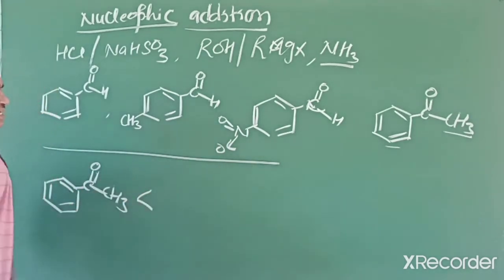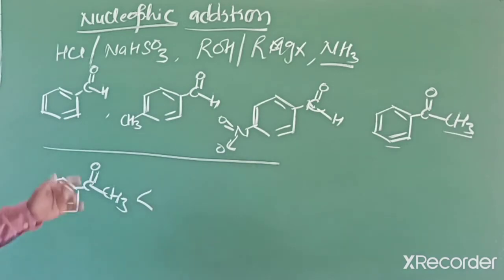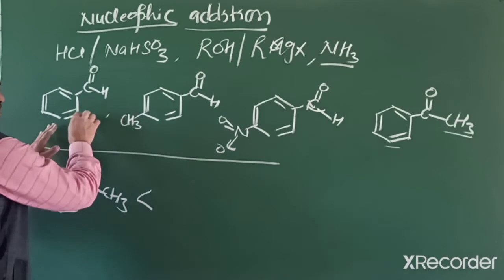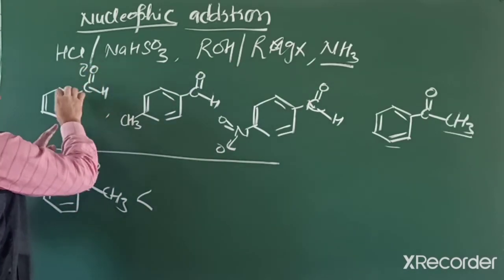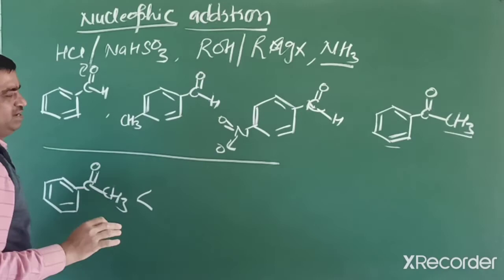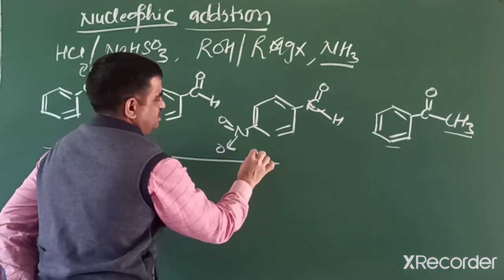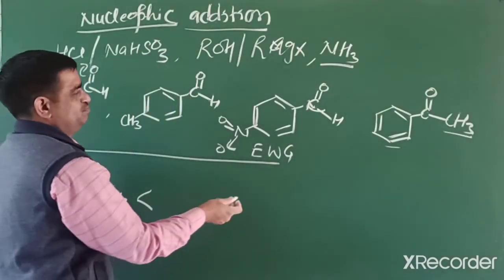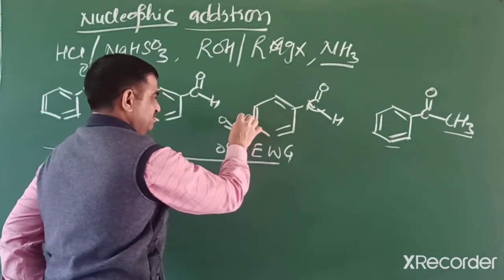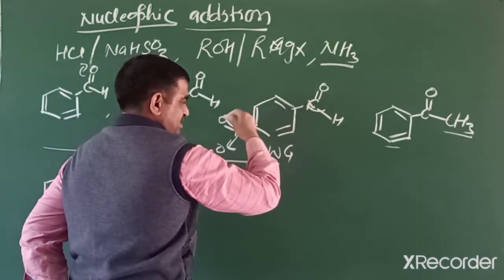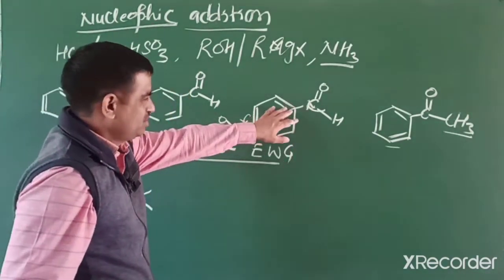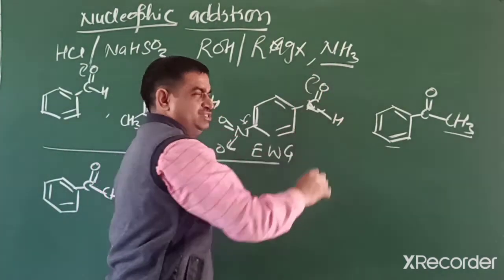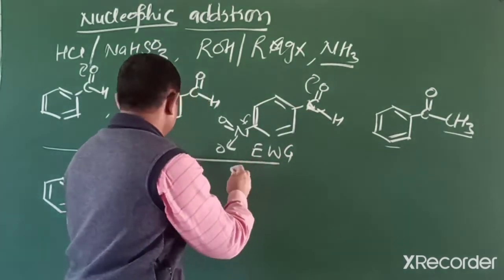Then we compare the different aldehydes. Which aldehyde is most electron deficient in this? The normal one shows resonance stabilization, this also shows resonance stabilization. But what happens? This one is an EWG. EWG means electron withdrawing group. It removes electrons from the ring. So this electron moves towards the nitro side. So this carbon cannot get electron density from the ring. So this is the most reactive among these.